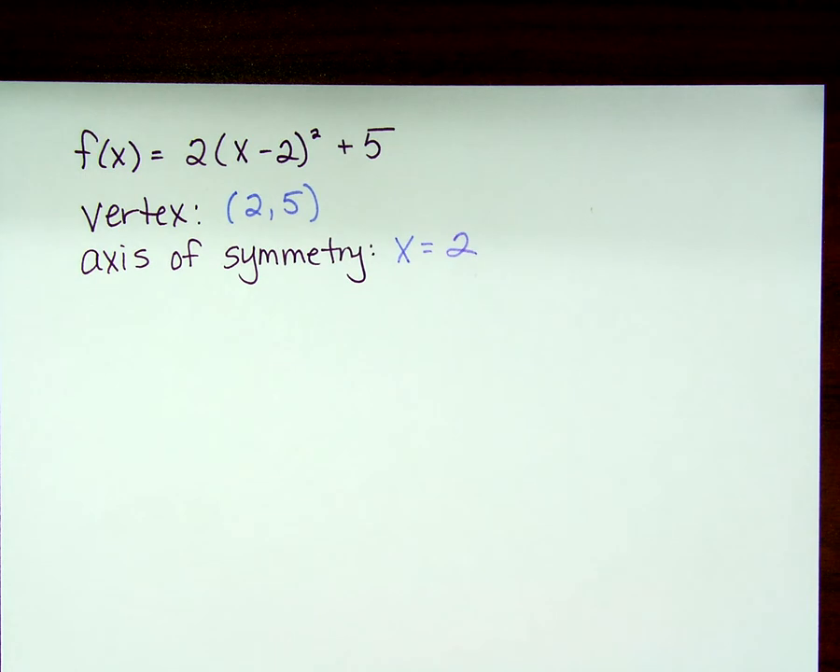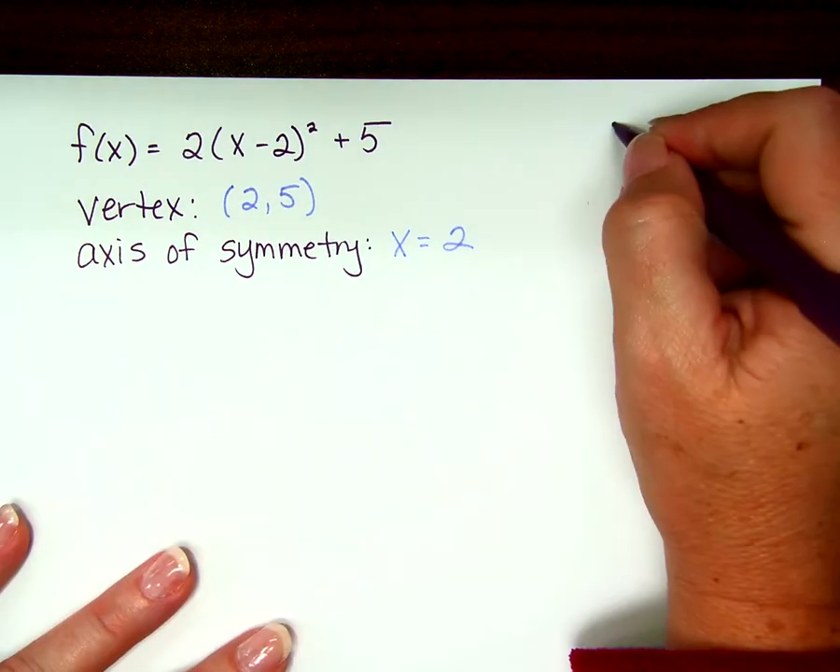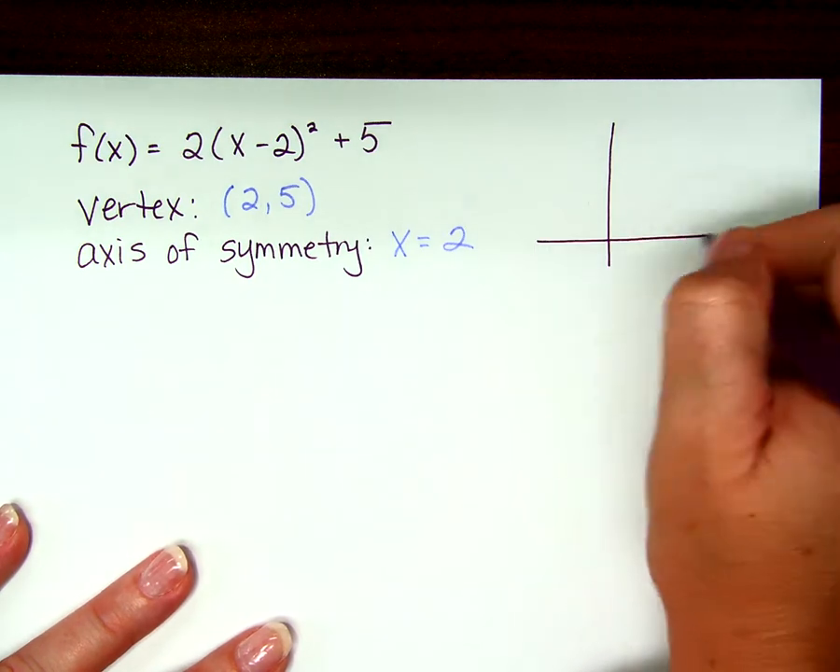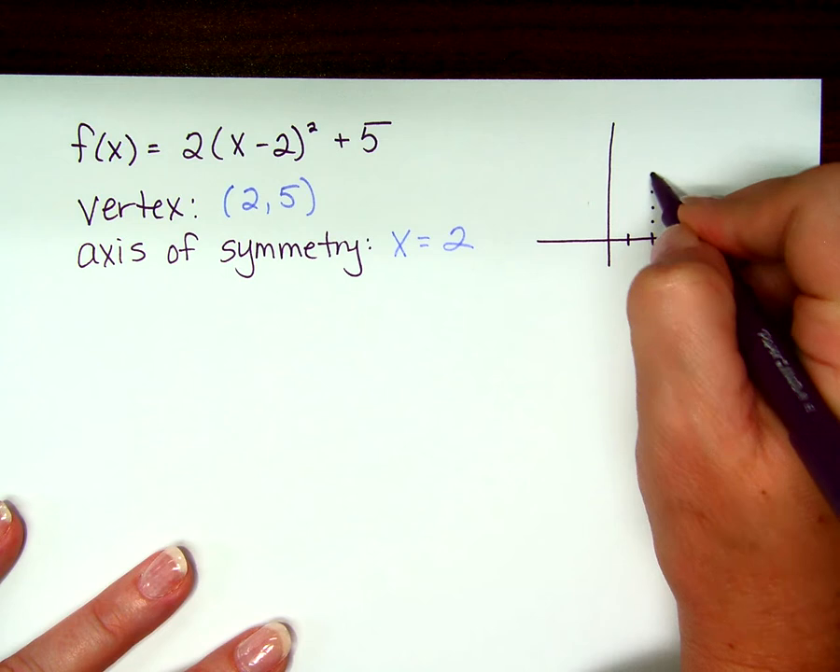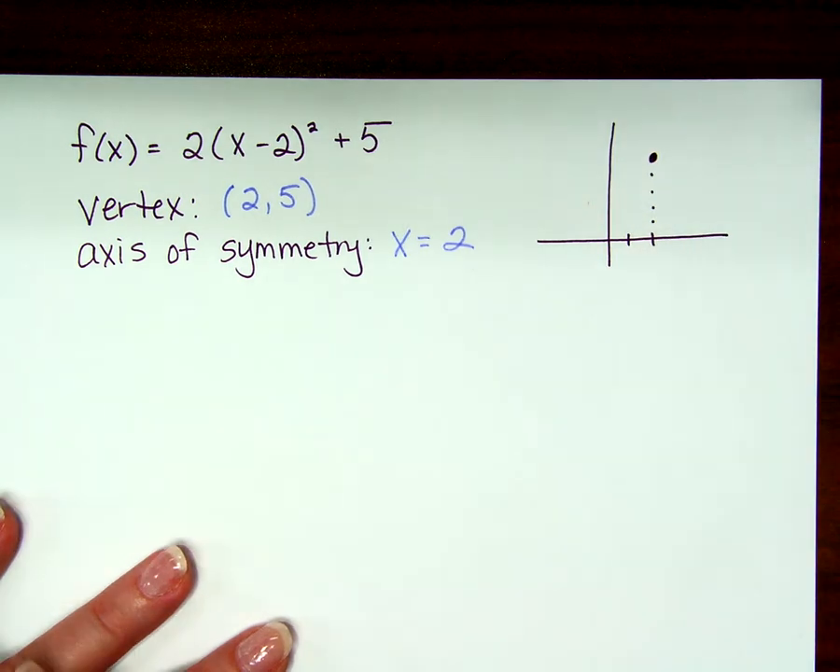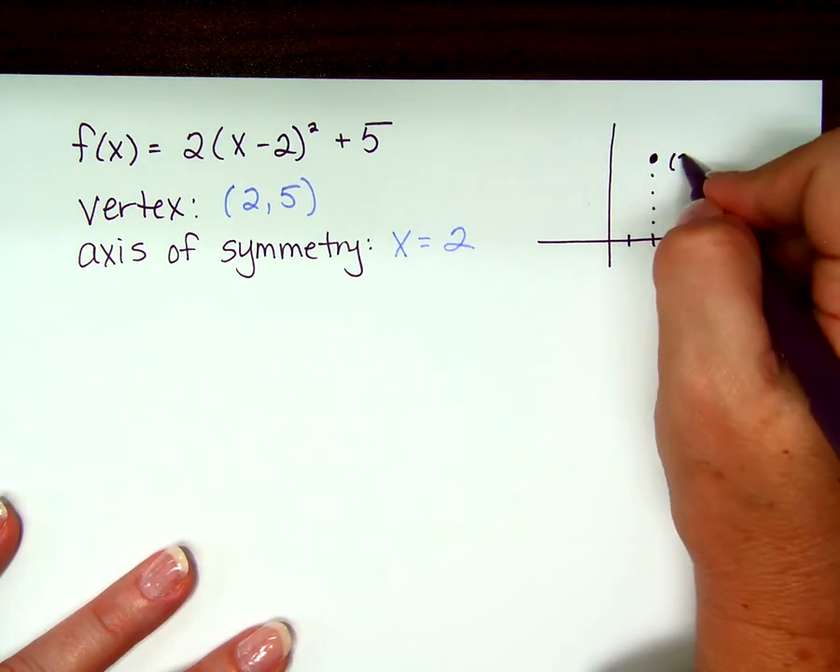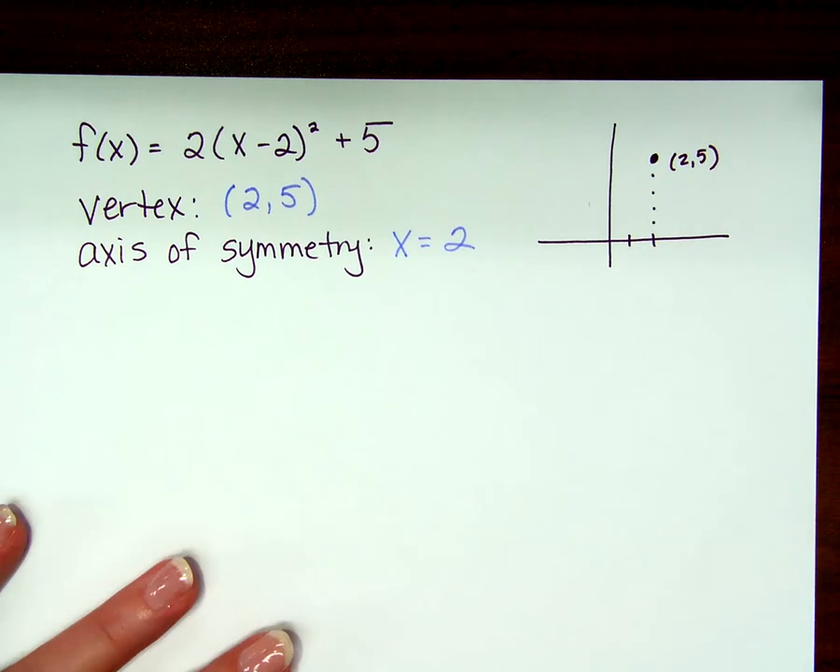Here's what I want from you when it says graph. Okay? I don't want you getting graph paper. That's not what it's asking for. That's not what it's time for, really. I want you coming over here to the side, and I want you to graph something that has a vertex of 2, 5. So that's the vertex. 2, 5. We label the vertex.